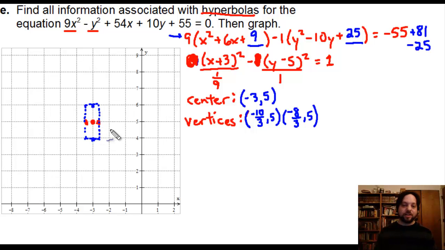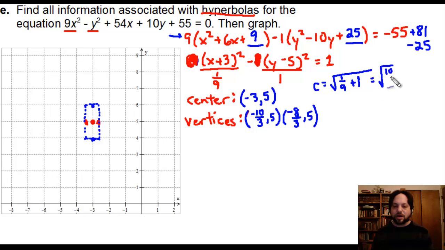So if I want to find the foci, first thing I need to do is find my c value. And remember that for a hyperbola, c is simply the square root of a squared plus b squared, or b squared plus a squared, or however you want to call it. In this case, it will be the square root of 10/9, or if I want to, I can simplify that to the square root of 10 over 3. And that is really just a shade greater than 1. The square root of 10 is about 3.2. So this is just a little bit greater than 1.